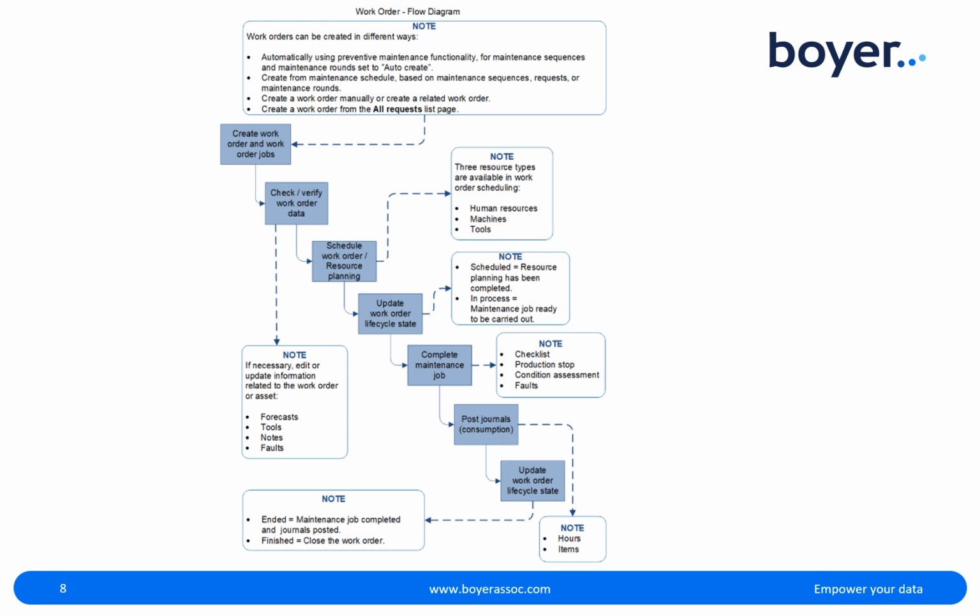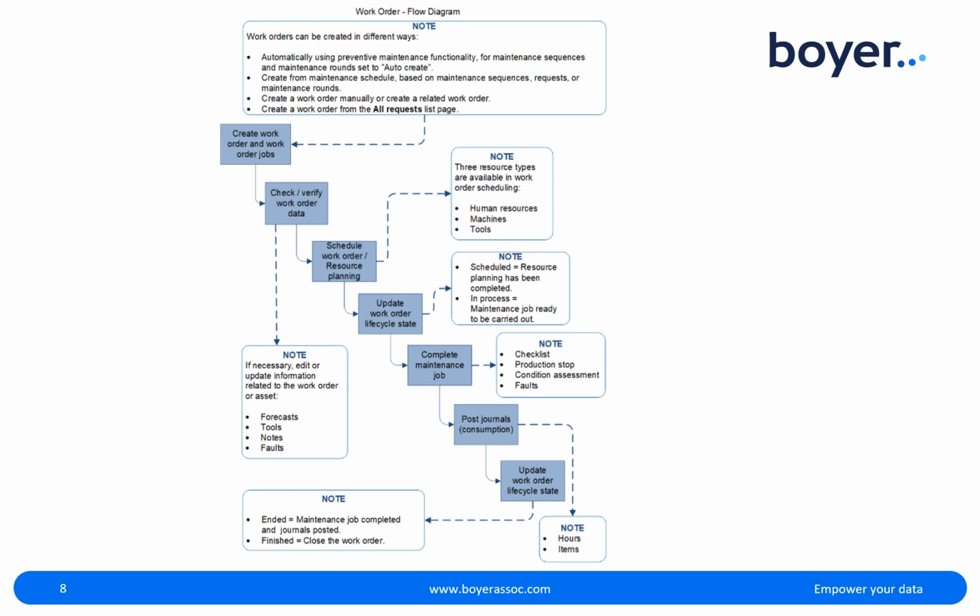Note you can schedule human resources utilizing skill competency requirements on the job. You can also schedule tools and machines. And then of course the work is completed on the work order, and here checklists and condition assessments can be utilized. Then journals are used to record the hours and items and any expenses that were utilized in conjunction with the work order. Once the journal is posted, the work order can be completed.